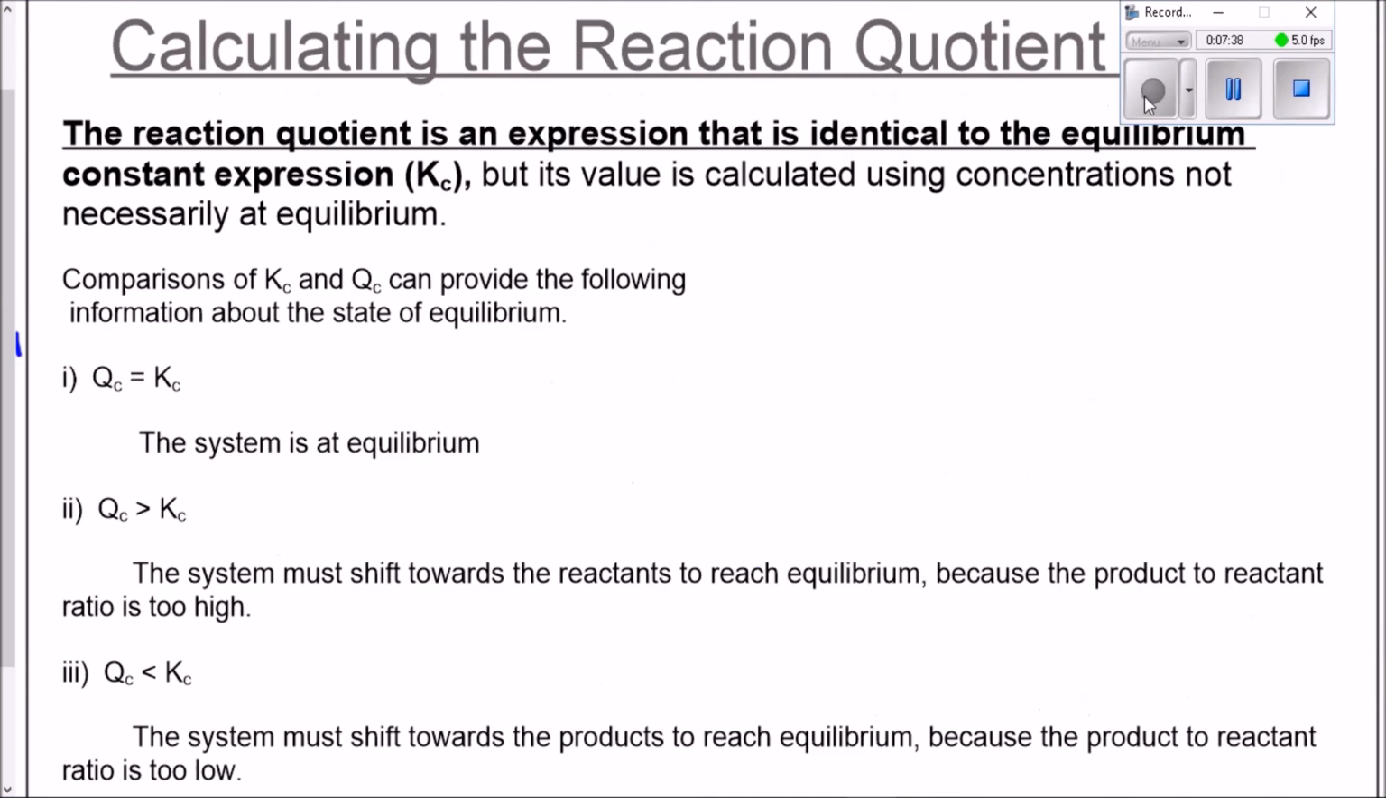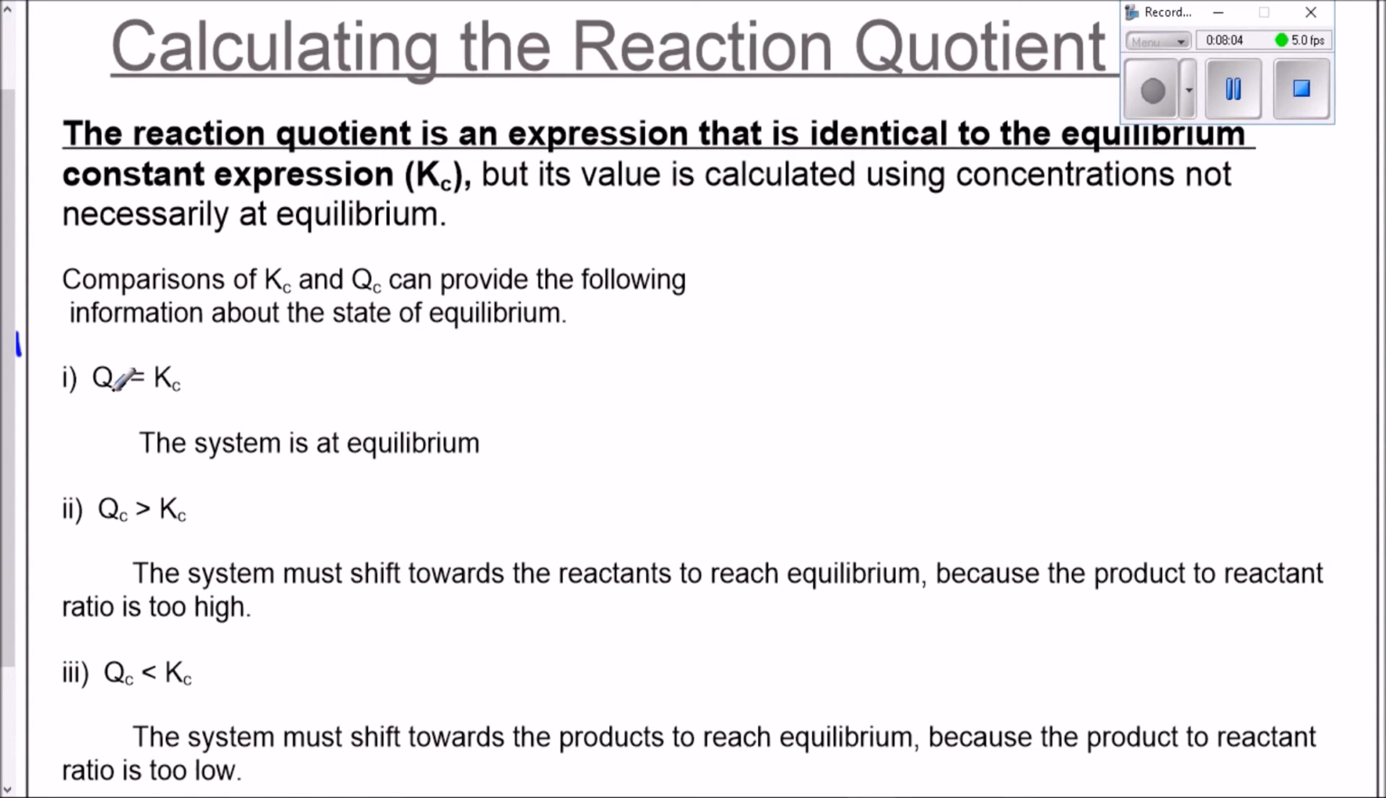So in summary, you can pause the video and write this down if you'd like. The reaction quotient is an expression that is identical to the equilibrium constant expression Kc or KEQ. Kc stands for constant. You could just say EQ there. But the values that are going into the equations are not necessarily at equilibrium. So the quotient is our Q. It's a trial in summary.